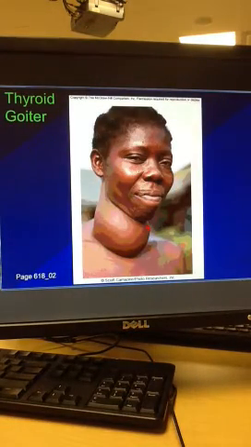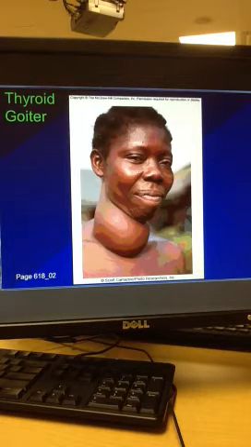Now, overproduction of thyroglobulin can lead to a condition called thyroid goiter. And back in the 20s, it was not unusual to see people on the street with thyroid goiter because of the fact that we didn't have iodine in our salt. And once they realized that iodine was necessary, then it suppressed this.